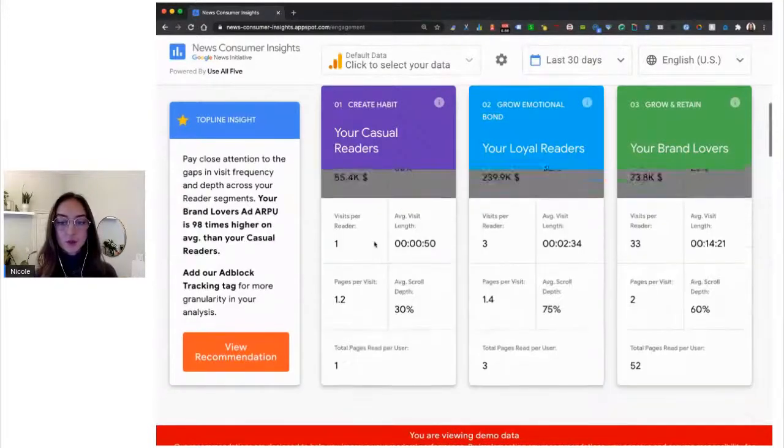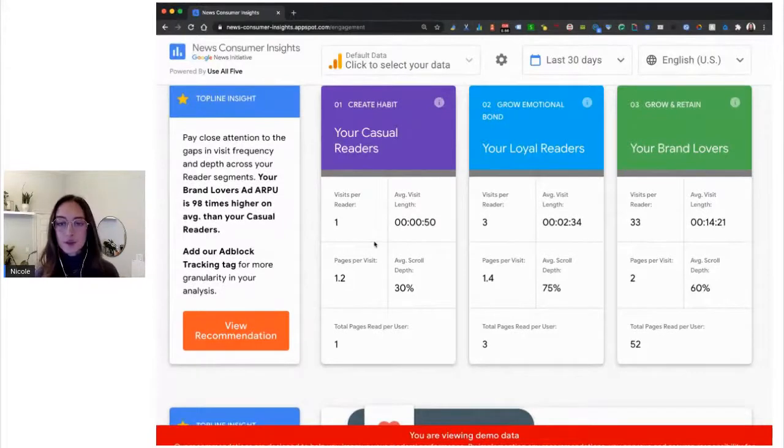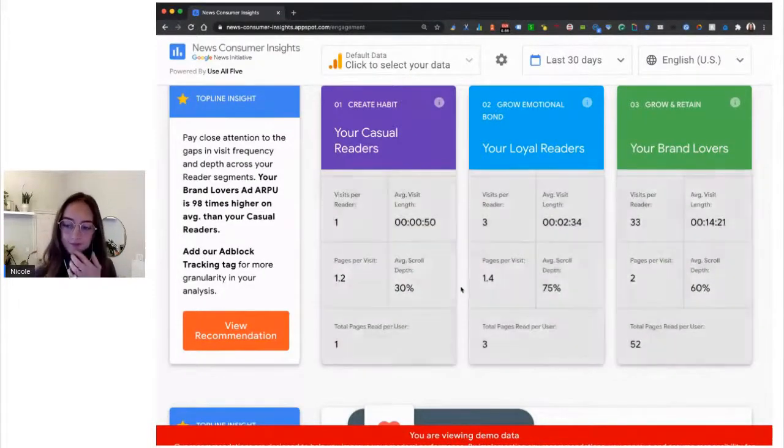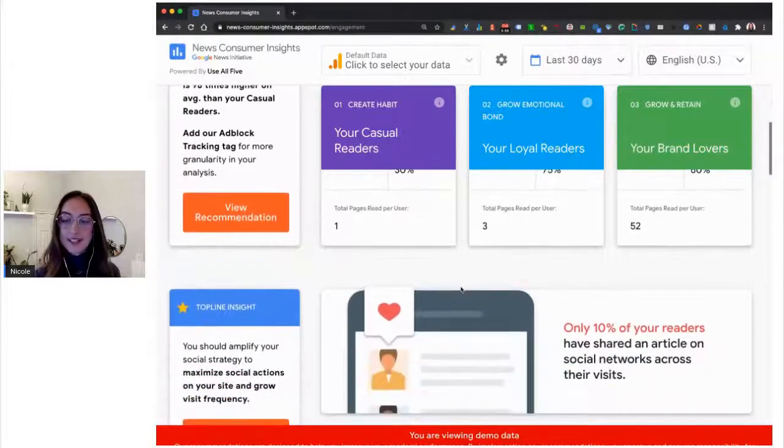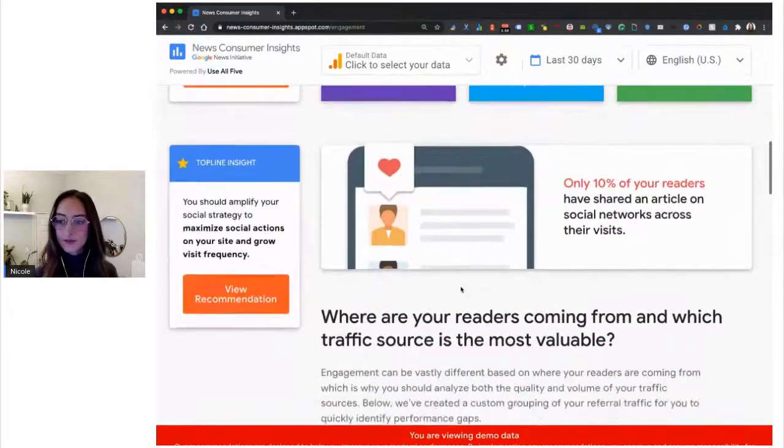As we continue to scroll down here, we'll also capture visits per reader, average visit length, pages per visit, average scroll depth, and then total pages read per user. Looking at these metrics across your different audience segments will also help you understand their behavior. If there's an average visit length that is really short in comparison to, let's say, your brand lovers over here, which is really long, understanding that sort of information will help you target better actions for each of those segments moving forward. And we will continue to scroll down here through our funnel.